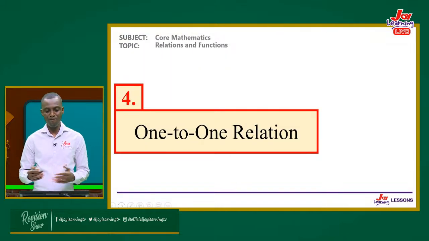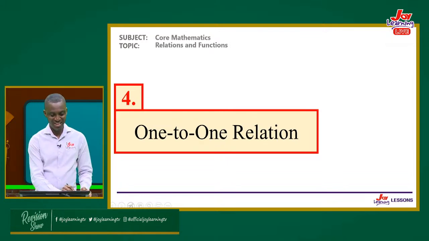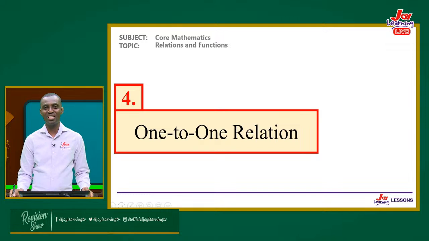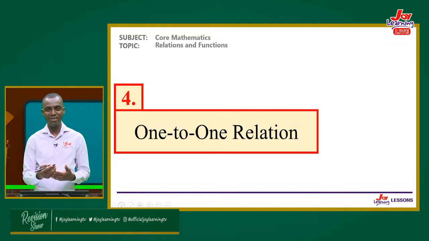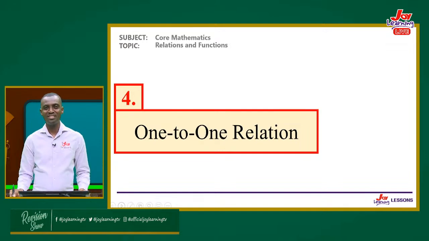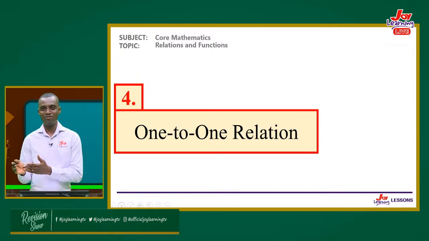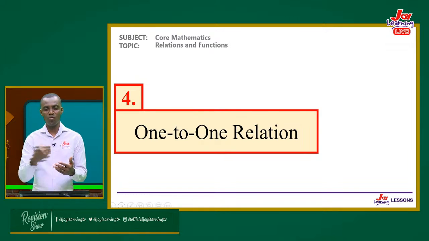Okay, then the fourth type of relation is called one-to-one relation. What are we talking about? We're talking about one person knowing only one person. Or let me say, your father has only one wife, your mother, and so the relationship is one-to-one, one wife, one husband, right? Perfect. That is one-to-one.